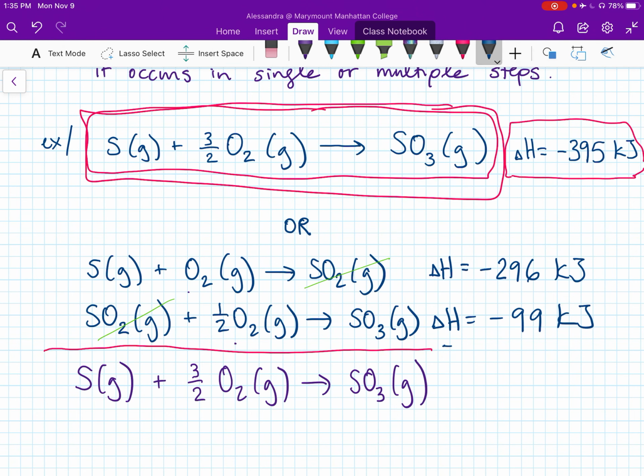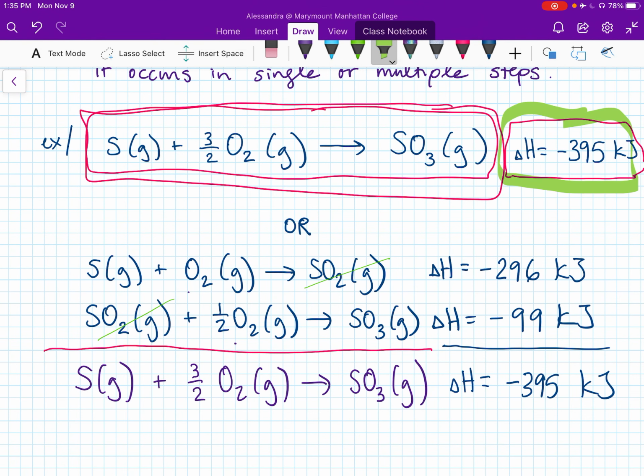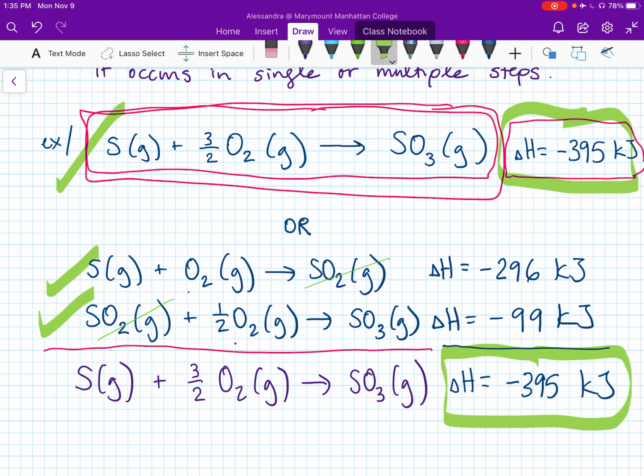Now, if we add the two reactions together, we can also figure out the total delta H of the process by adding the two individual delta H's together. So negative 296 plus negative 99 gives me negative 395 kilojoules. So you can see that the delta H has the same value regardless of whether the reaction occurs in a single step, as up here, or in two steps, as down here, 1, 2.